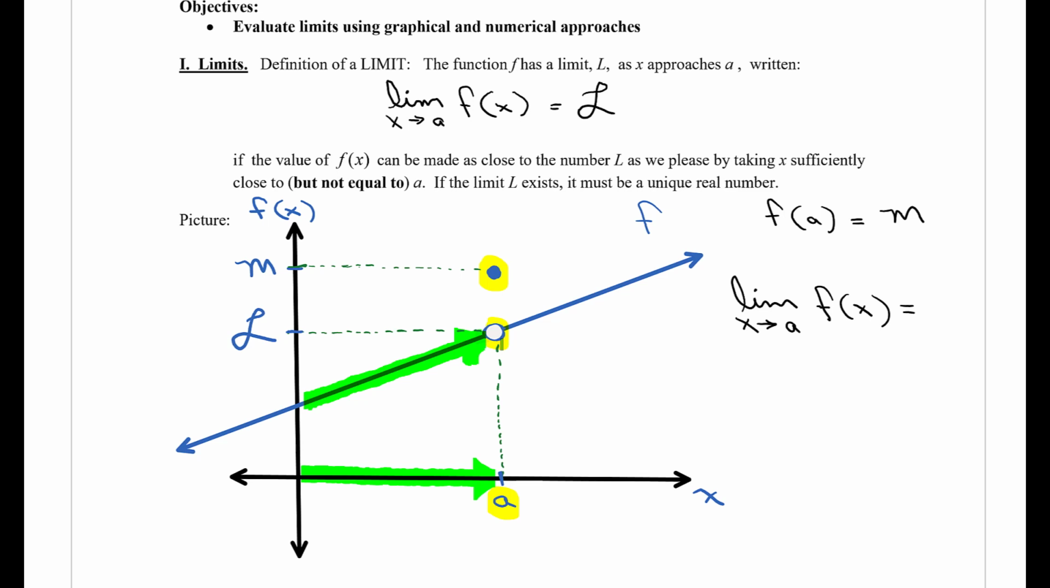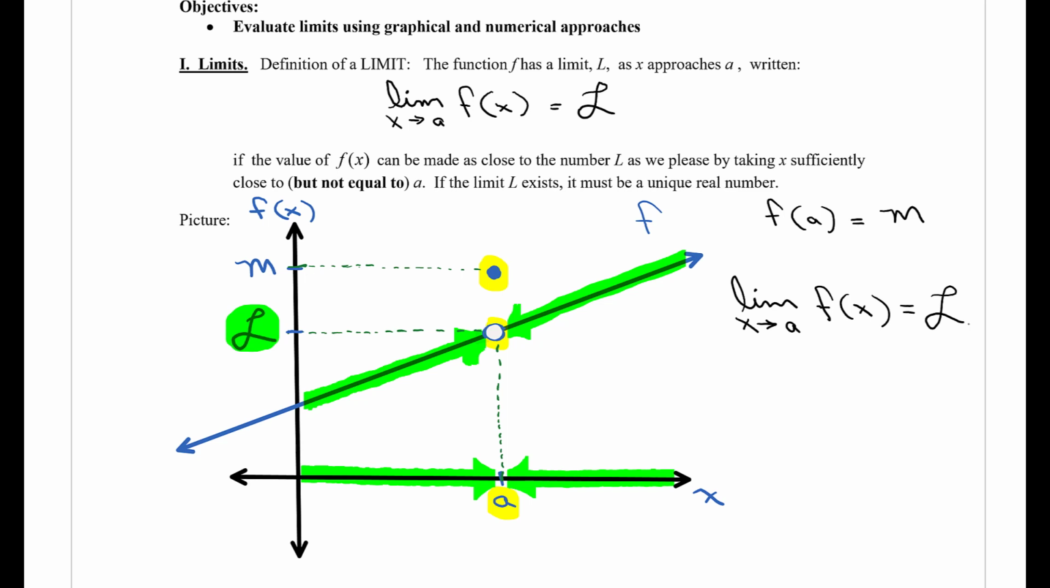On the right-hand side, I'm also going to do the same thing. I'm going to highlight on the x-axis, also in green, as I get very close to a on the right-hand side, and I'm also going to highlight on the function in green as I get closer and closer to x equal to a on the right-hand side. I see that I'm getting closer and closer to that y value of L. So the limit as x approaches a of f of x is going to be equal to L. And I've highlighted that L value here in green as well.